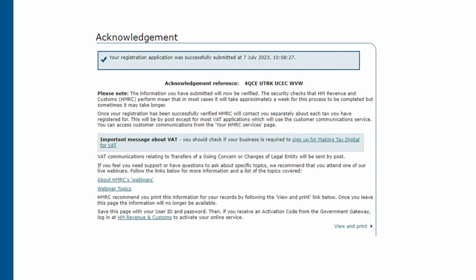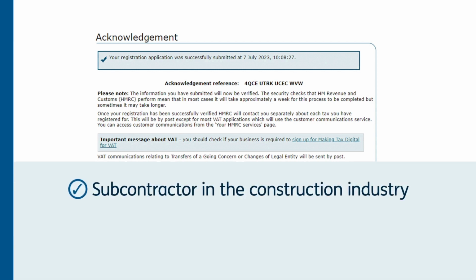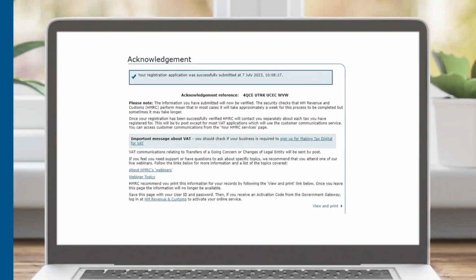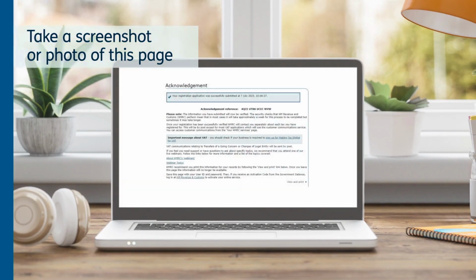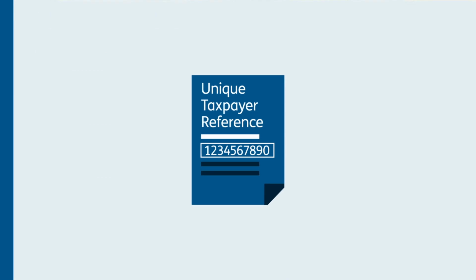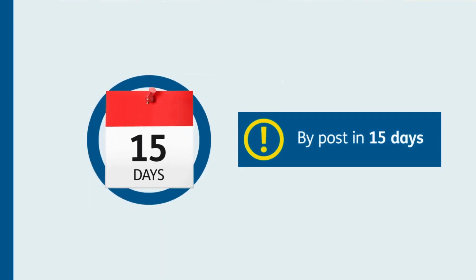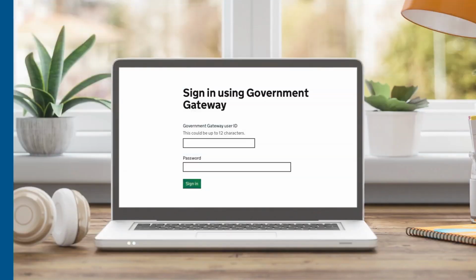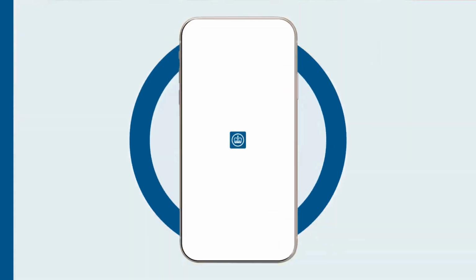For example, if you work as a subcontractor in the construction industry, you'll need to register for this separately. It's a good idea to screenshot this page or take a photo of it. You'll get a unique taxpayer reference in the post within 15 days, or 21 days if you're abroad. You can find it sooner by logging into your online account, or in the HMRC app.